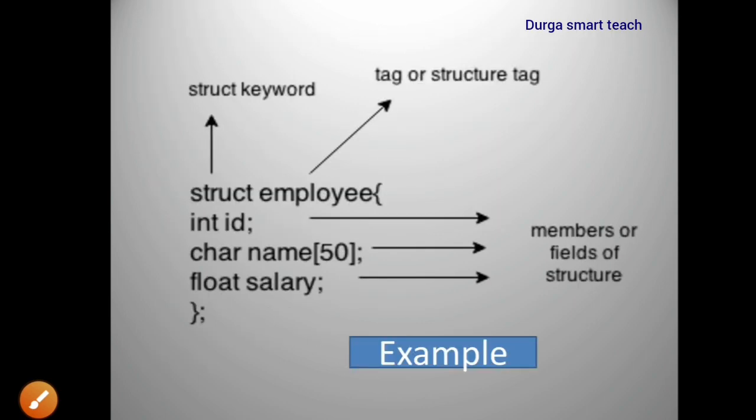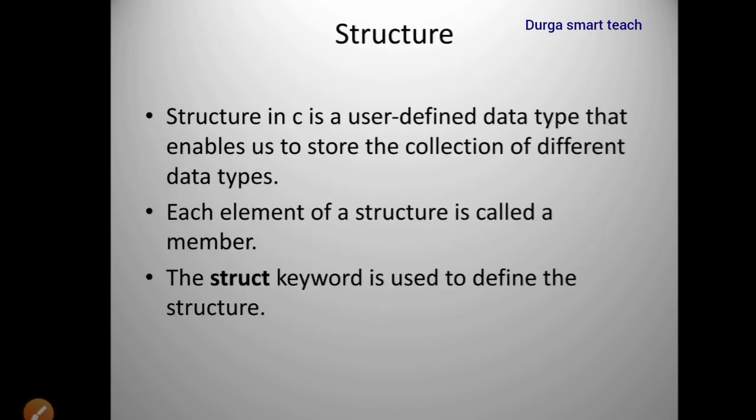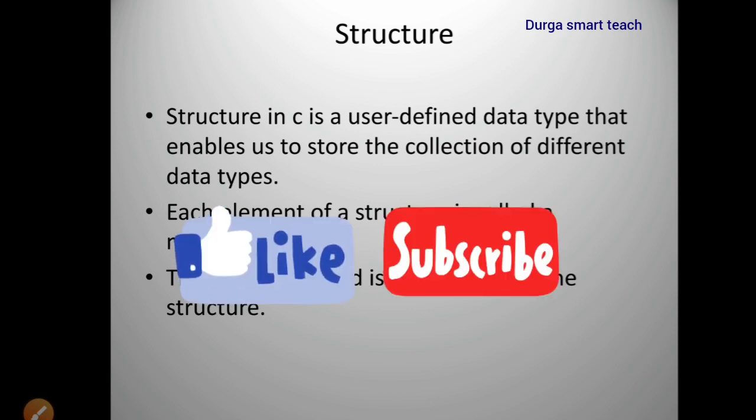So the main difference between structure and array is that an array is used to store the same data elements in a continuous memory location, whereas a structure is used to store different data elements in continuous memory locations. That is the only main difference between structure and array. Okay, I hope it is clear.